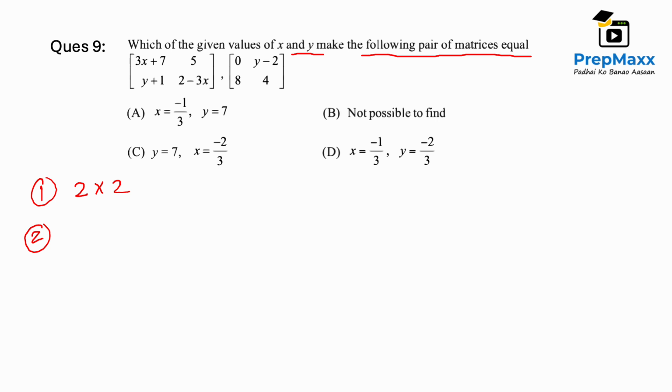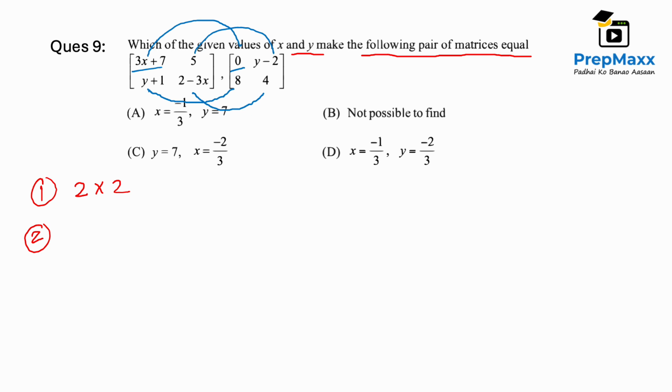What do I mean by corresponding elements? So 3x plus 7, which is the A11 element, must be equal to the A11 element of the other matrix. So 3x plus 7 must be equal to 0. 5 must be equal to y minus 2. Y plus 1, which is the A21 element, must be equal to 8. And 2 minus 3x, which is the A22 element, must be equal to 4. So corresponding elements must be equal.